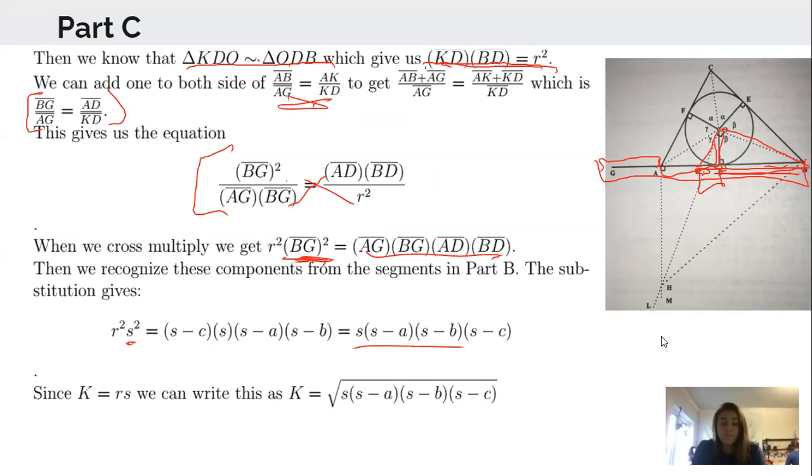But we also get to see, okay, what is AG? We said that was S minus C in part B. We said that BG right now was just S originally, right? We can say that AD is S minus A, and we can say that BD was S minus B from the last part. Okay, I know that was a lot how we got there, but we end up getting K equals the square root of S minus A, S minus B, S minus C. R is the radius. S is the semiperimeter.